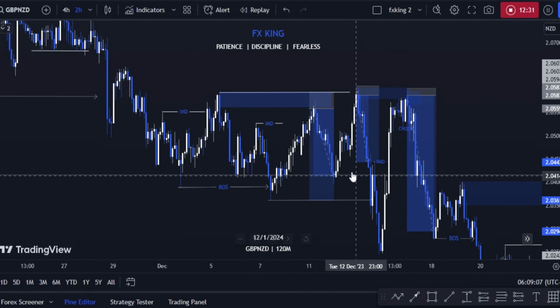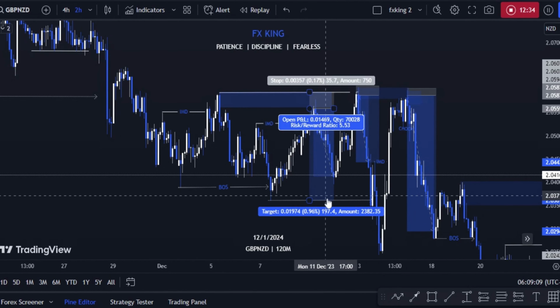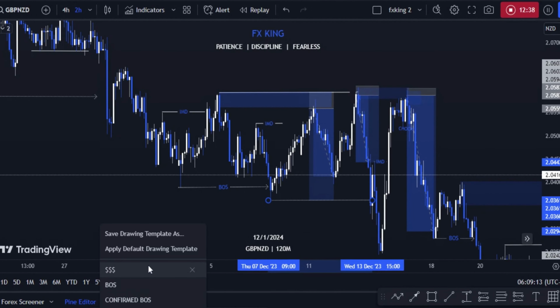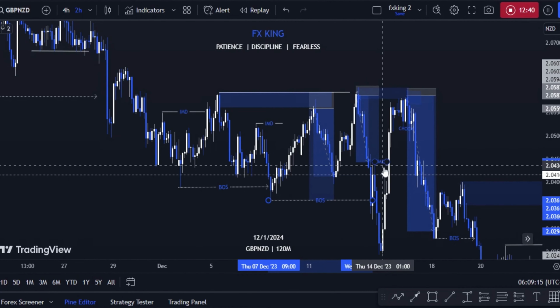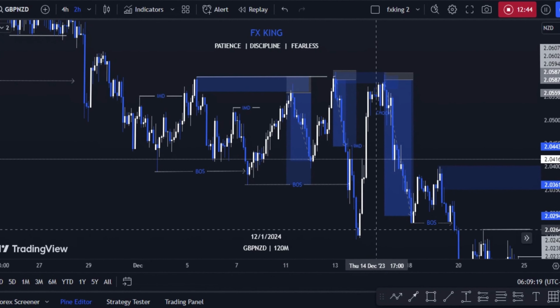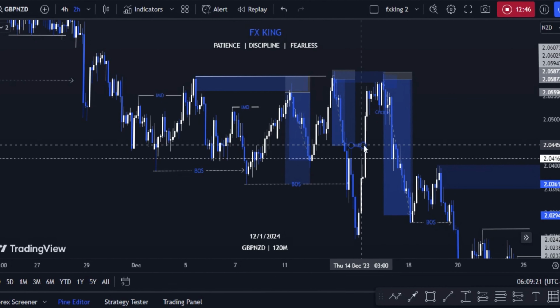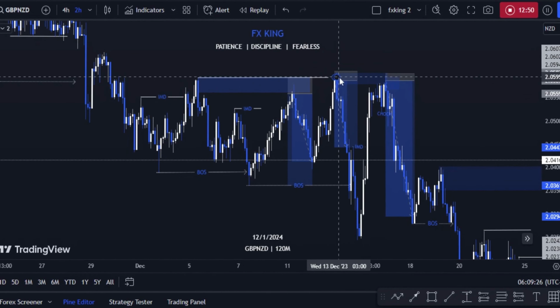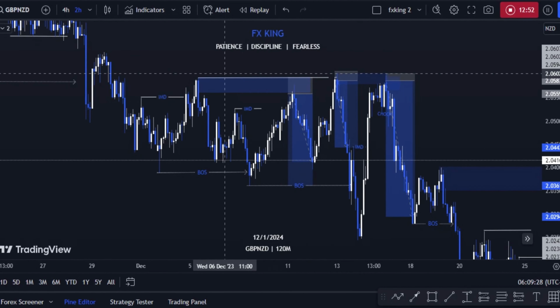When this happened, market broke below here. This was a valid break of structure here. And before market broke the structure, it created inducement here. And what are we waiting for again? We wait for the inducement to be taken out. Then we look for a valid point of interest, which was formed after this liquidity sweep here.